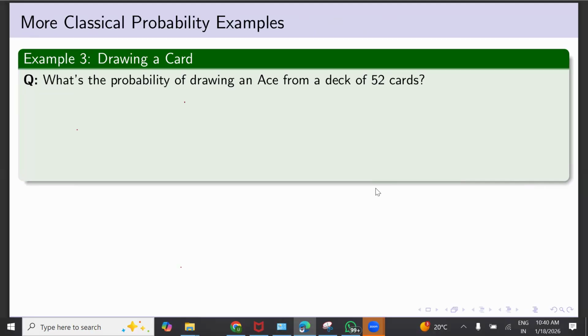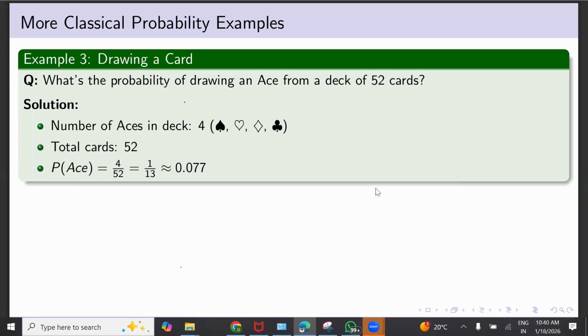Next is drawing a card. What is the probability of drawing an ace from a deck of 52 cards? So the solution: the number of aces in a deck, you can see, is 4. Right? I think those who have played know, and those who have not played can also check. Total cards are 52. The probability of an ace is 4 upon 52, that is 1 by 13, that is 0.077.